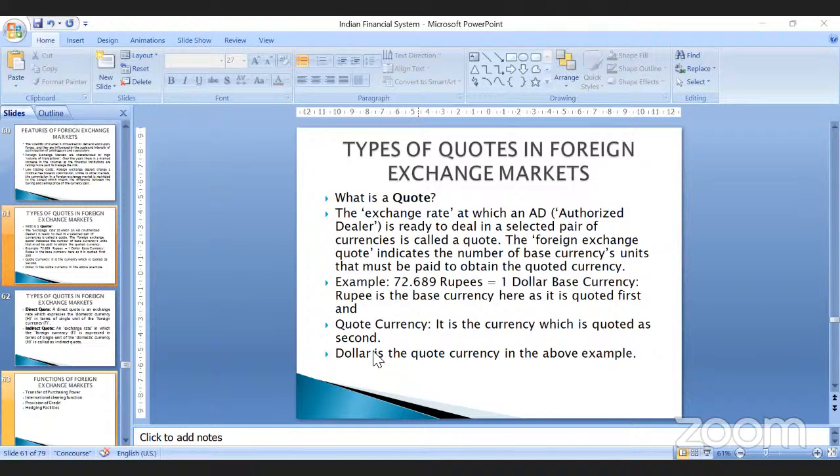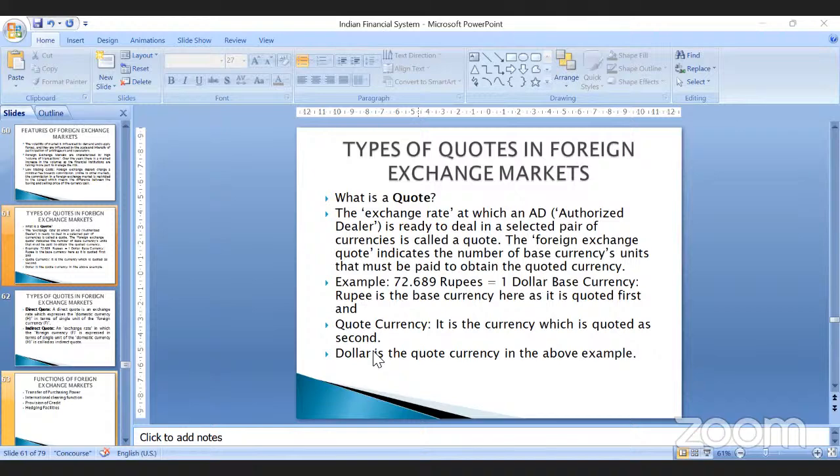See, we have a lot of currencies, like Indian rupees, dollars, pounds, and euros. Whenever you want to convert Indian rupees into dollars or Indian rupees into pounds, there is an authorized dealer who is ready to deal that pair of currency, between rupees and dollars. He is ready to exchange it at a specific rate. That specific rate is called a quote.